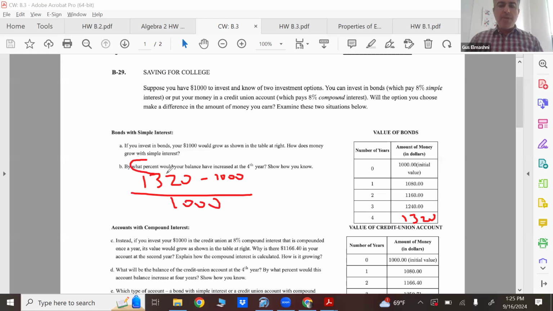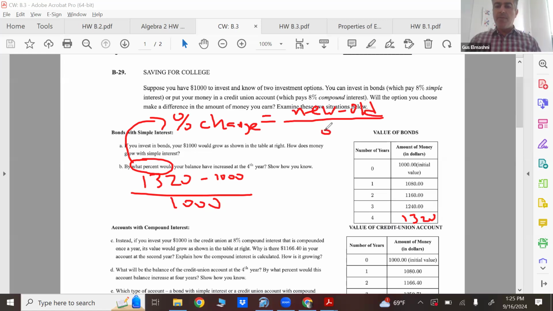Whenever you look at percent change, and by the way, this is a great SAT formula to use, done often on the SAT. Percent change is new minus old, divided by old. So if this is the new value, what was the old value from 4 years ago? You want to see how your money has changed over 4 years, right? People love doing this.